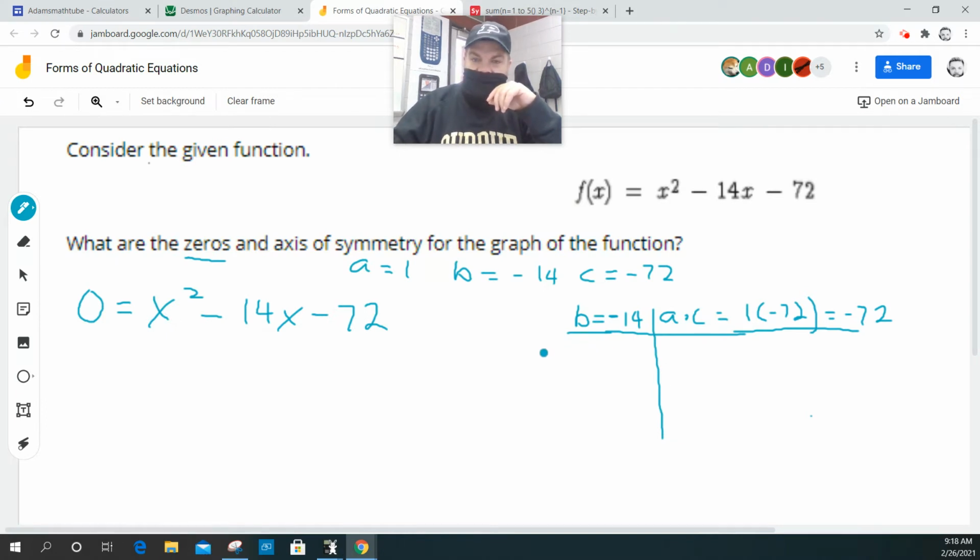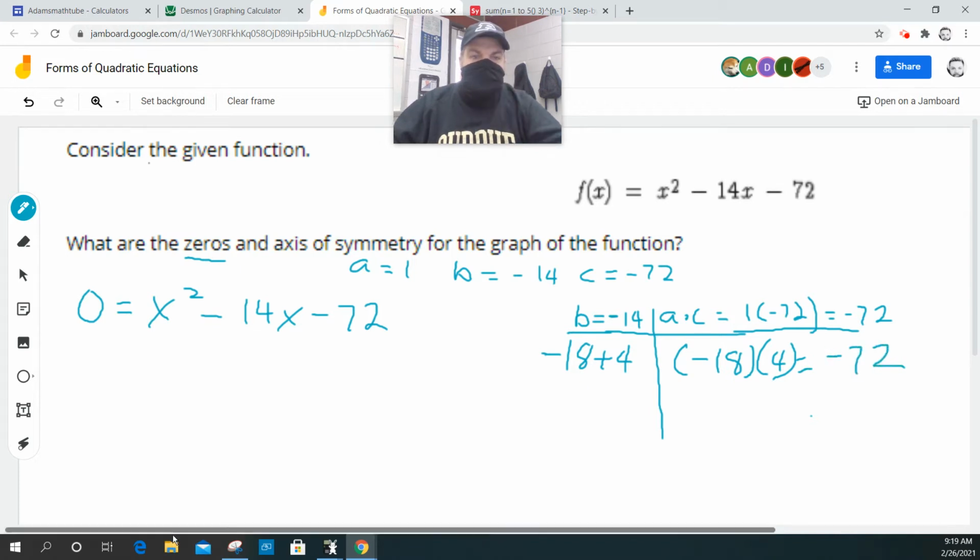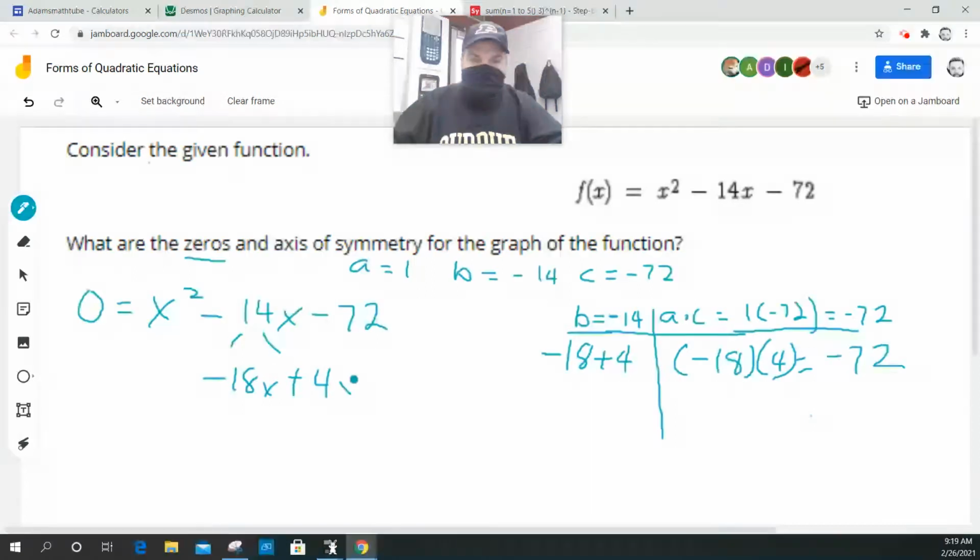So let's think about that. If I say negative 18 plus 4, doesn't that equal negative 14? Now, I also know that negative 18 times 4 equals negative 72, right? So then I'm going to take this and separate it into negative 18x and positive 4x, and minus 72, and then x squared here.